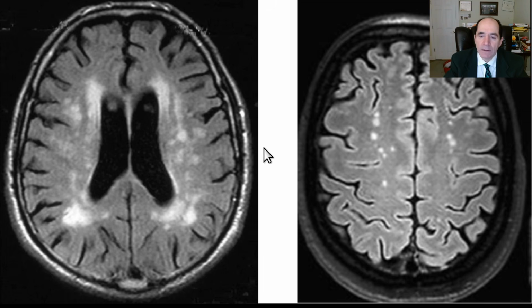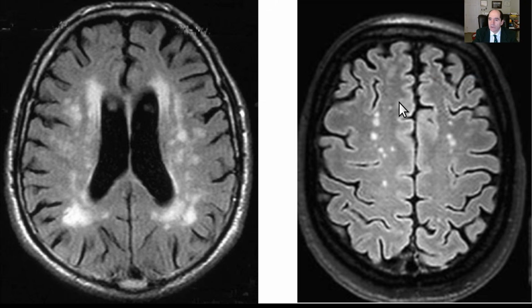All right, and then this is what silent strokes look like. So here is the centrum semiovale, because you're in the center of the brain, the deep white matter, and it's sort of shaped like an oval. Okay. Here is the corona radiata, and that's at the level of the lateral ventricle. So this would be a patient.